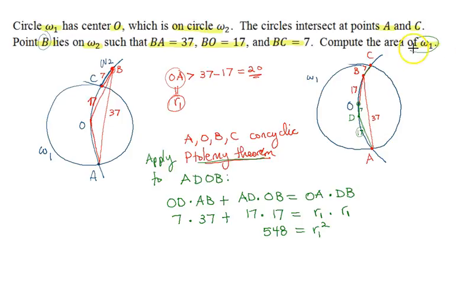And the question was asking for the area of omega 1. All I do is multiply both sides of this expression by pi, and I get the result 548 pi. So that solves our problem. That's our answer. So hope to see you guys in our next video.